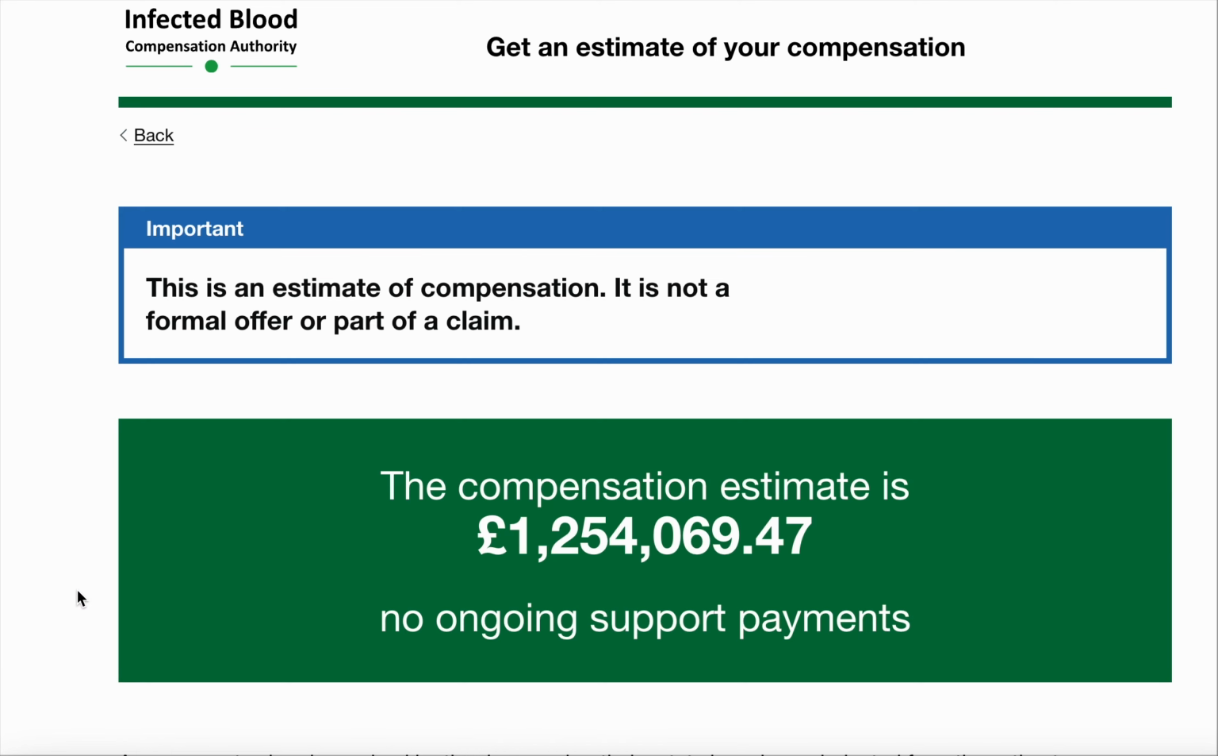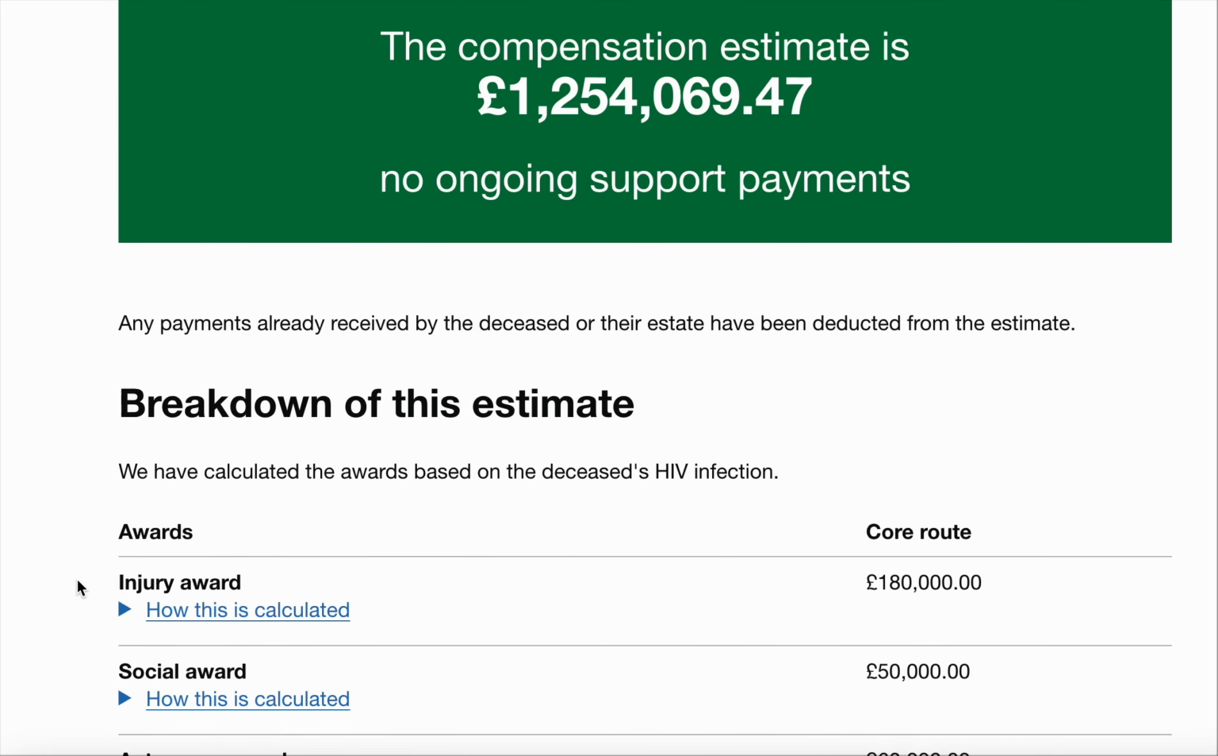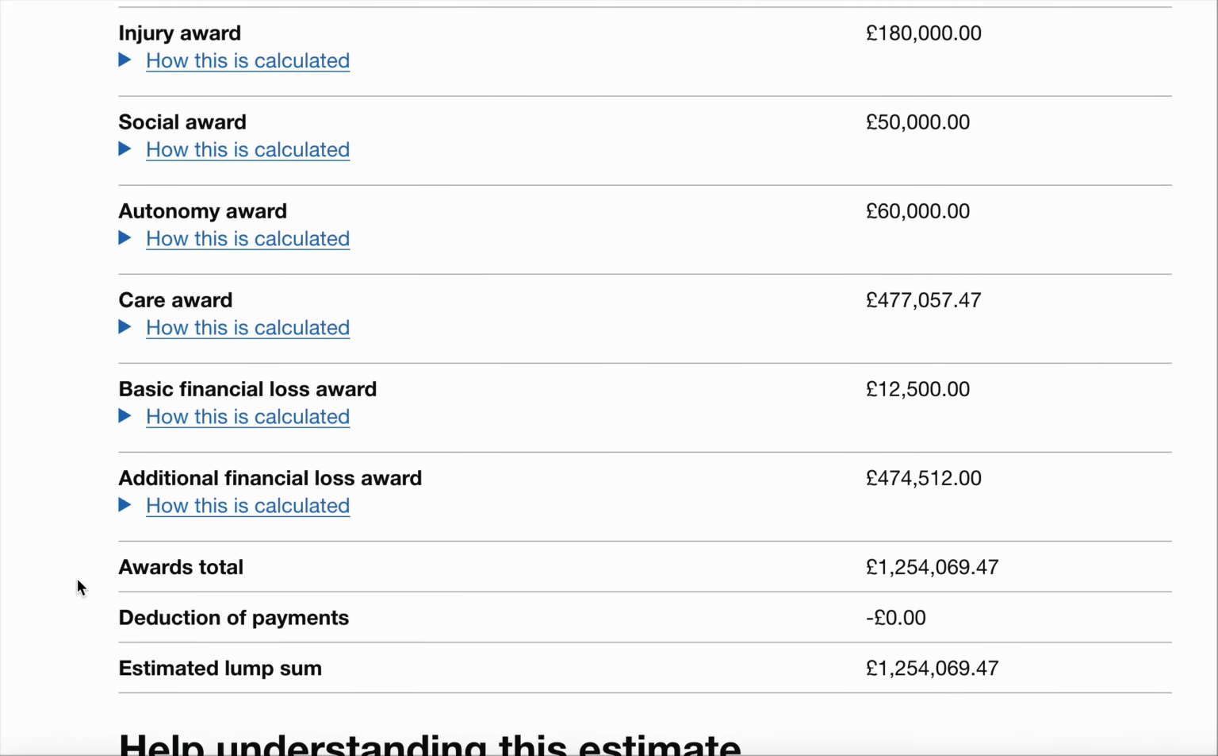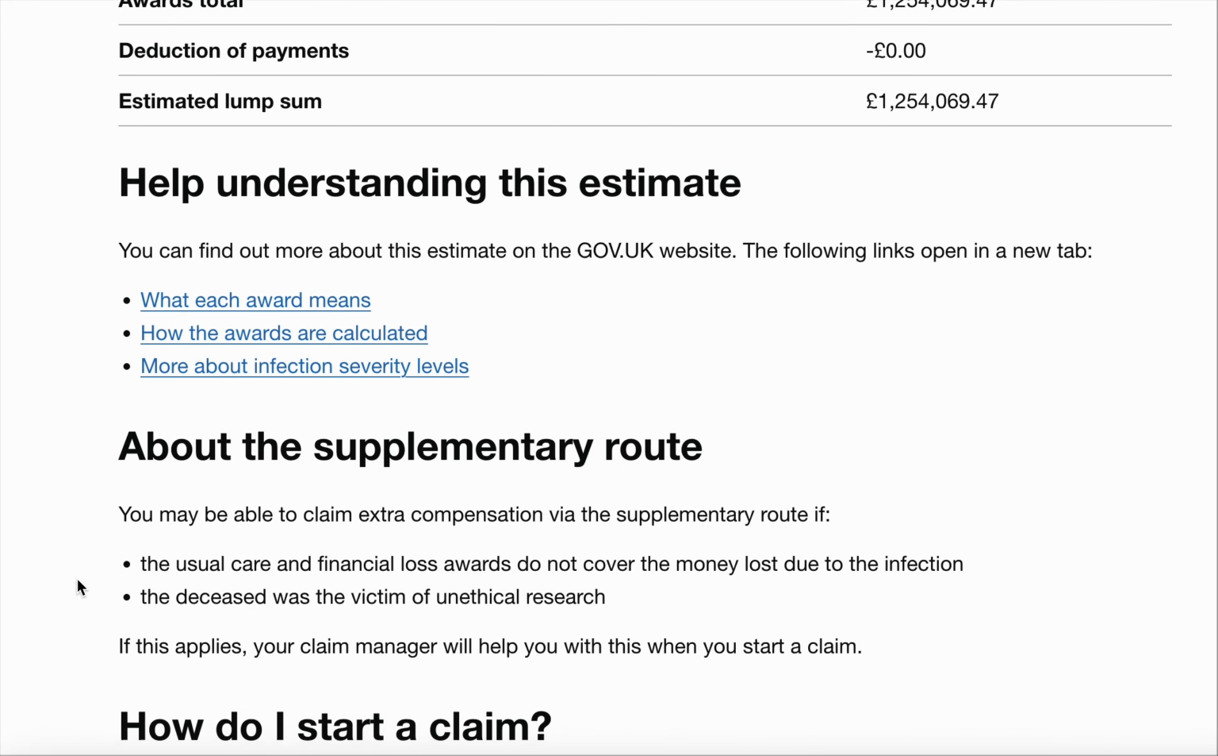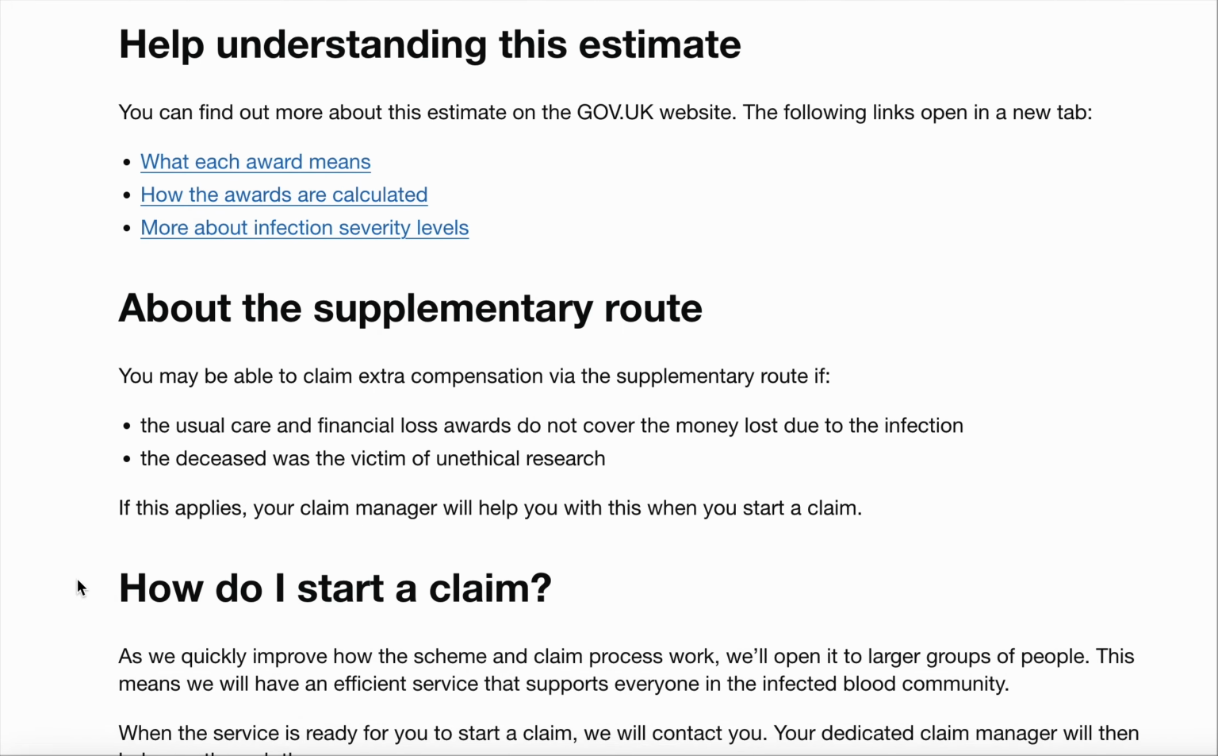This is not a formal offer or part of a compensation claim. The estimate includes a breakdown of the estimate and how the awards have been calculated, and more information to help you understand the estimate and payment options. You can save or print this page using the 3 dots on the browser options.